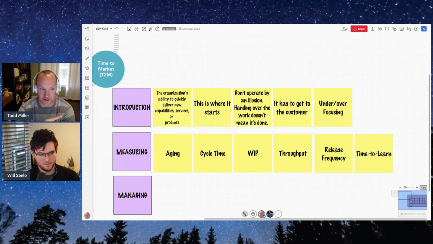Over focusing causes a lot of problems here when it comes to people's behavior in an office environment, even what your customer could be getting. Too many things, because that is a thing that could happen. So under and over focusing is something that we've seen quite a bit here.